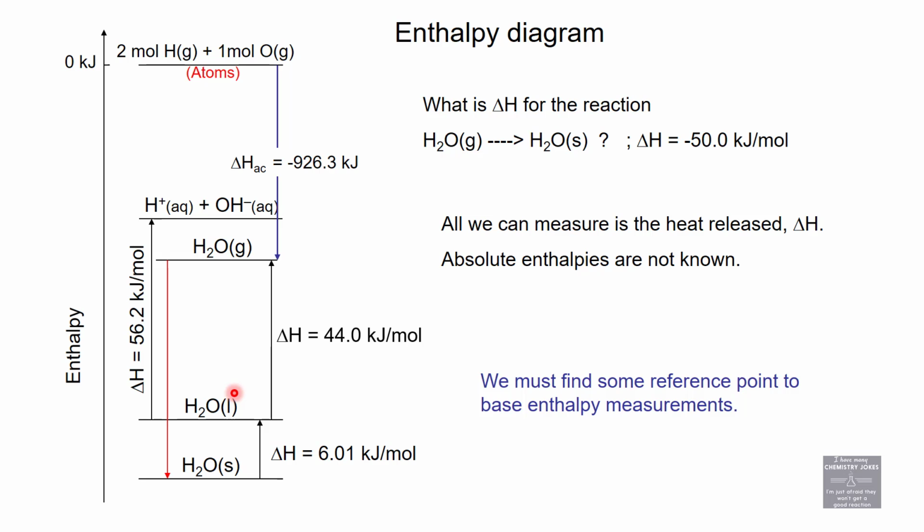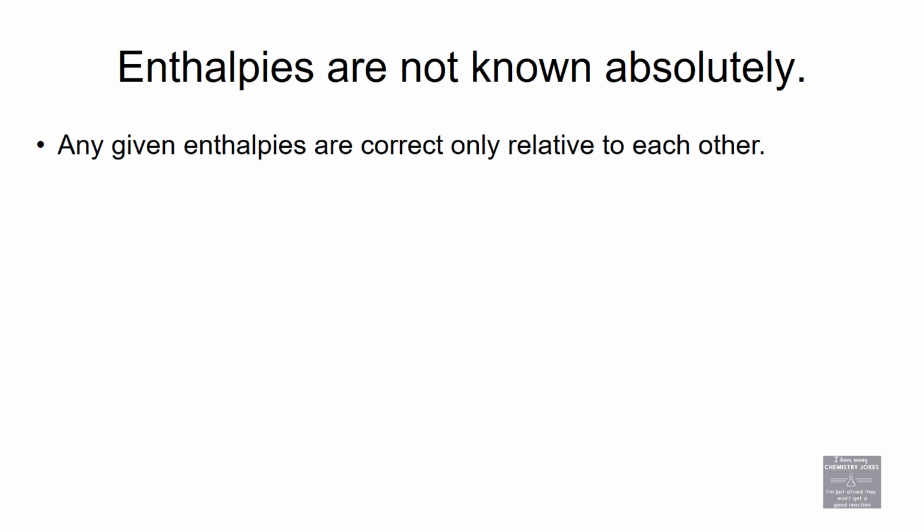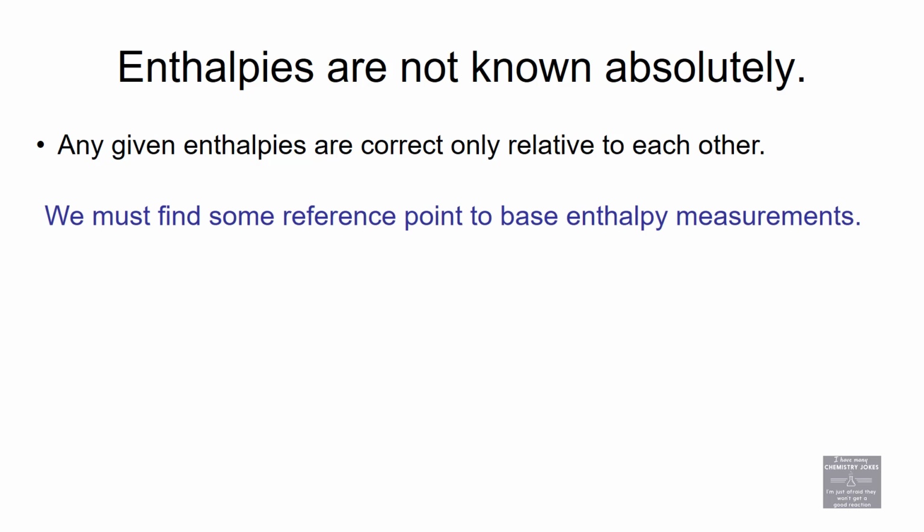Let's hope I did that math right. I don't know. So I said enthalpies are not known absolutely. They're only correct relative to each other. You're measuring changes, you're not measuring absolute values. So we have to define some sort of reference point. I already talked about that, but let me define what our two most common reference points are.